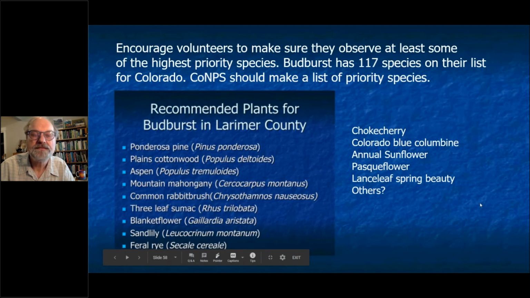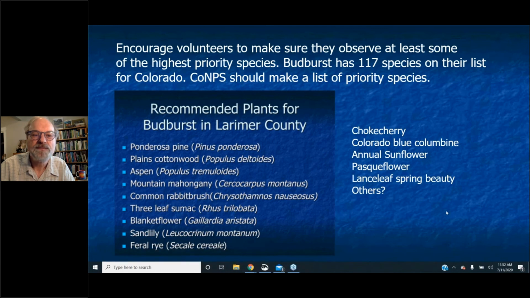Next. I'm on the recommended plant slide. Is that good? Oh, there you go.